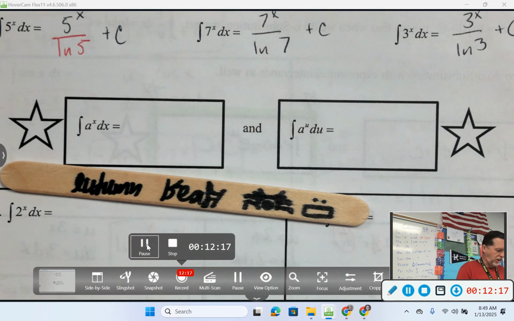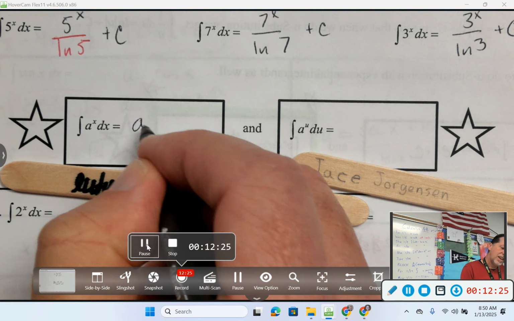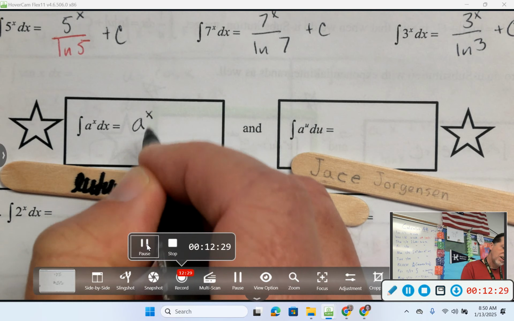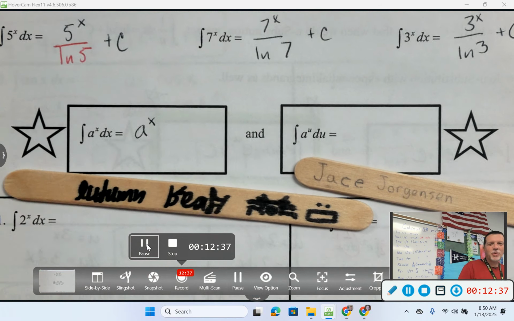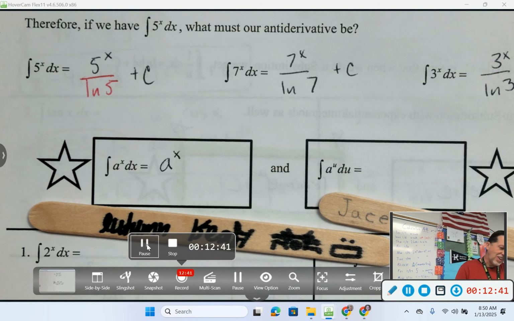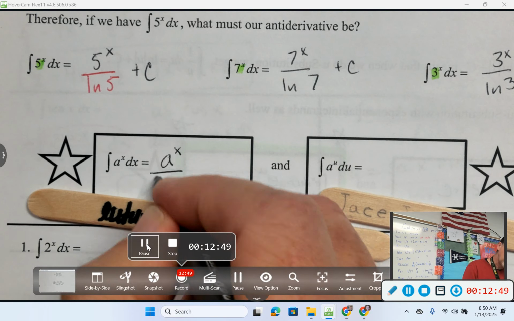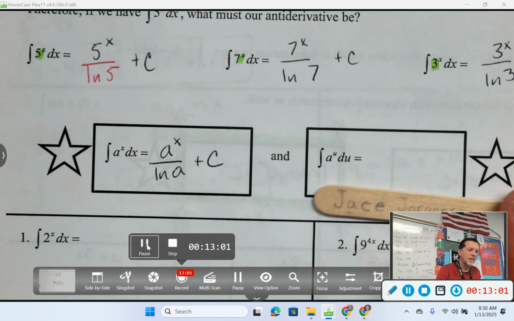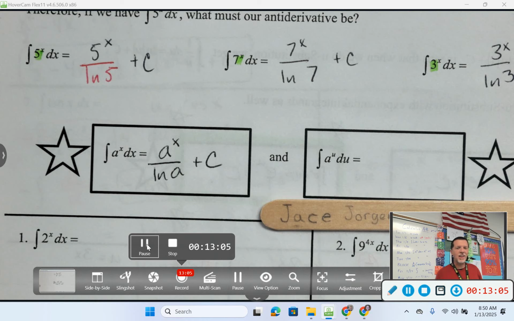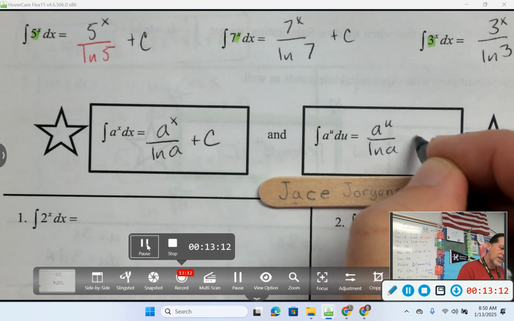So now we get to go big picture here and just say, Autumn, the antiderivative of a to the x? How about look at those previous 3 and look at who's playing the role of a here. There we go. A to the x over natural log a plus c. Jace, it's almost the same question, but there's u's in there. So what's the antiderivative of a to the u du? A to the u, then over ln a plus c. Yes.